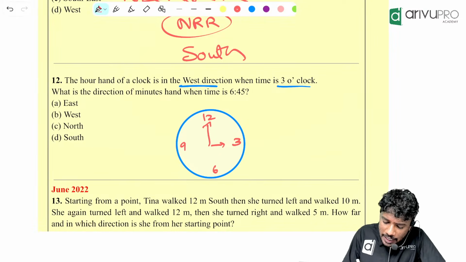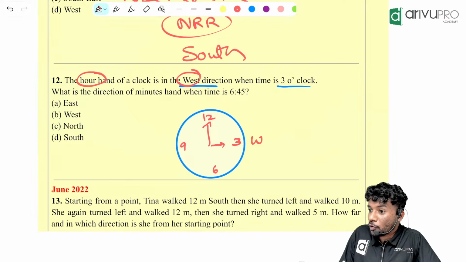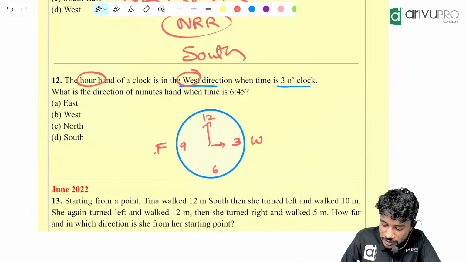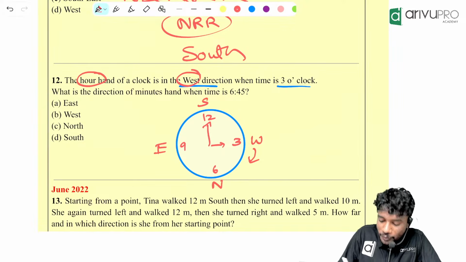The hour hand is looking towards which direction? The west direction. So this is west. 3 is west. Opposite of west is what? East. Then right of west is what we already studied? North. Then opposite of north is south.